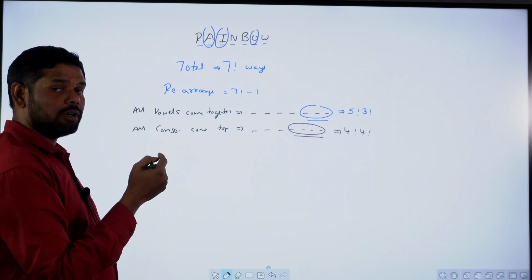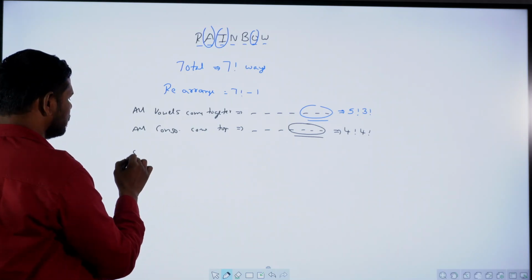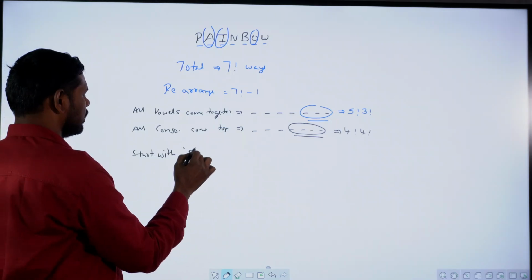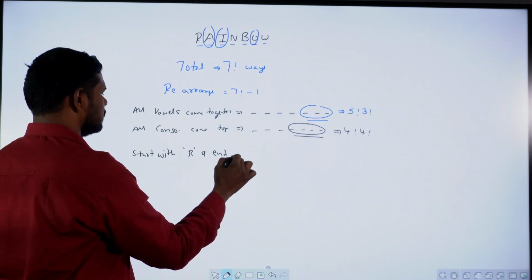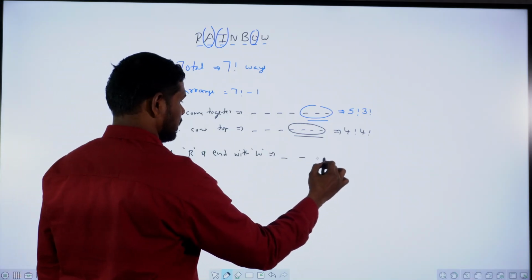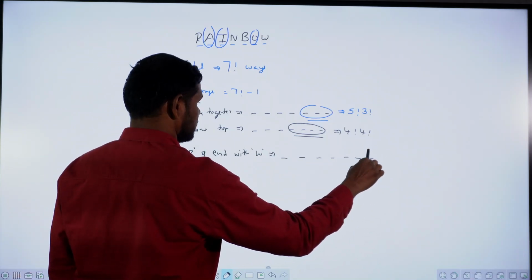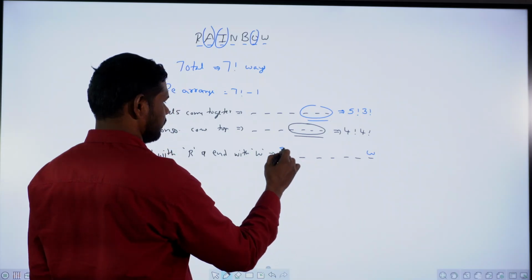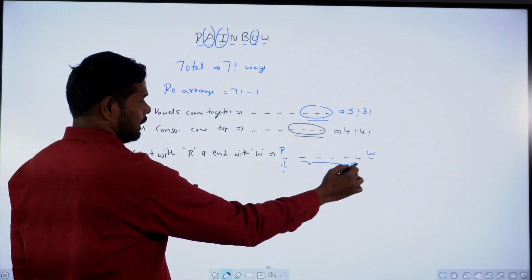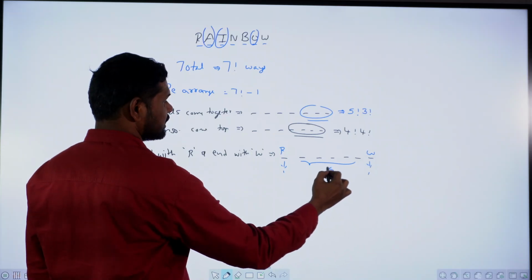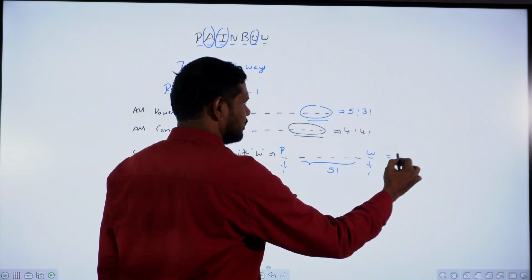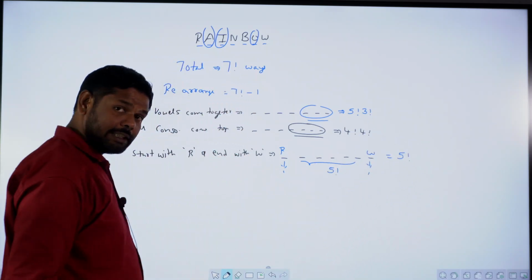Now, how many words can be formed that start with R and end with W? Total 1, 2, 3, 4, 5, 6, 7. The last letter is always W, the first letter is R. 2 letters are already used. Here it is one way, here it is one way. The remaining 5 letters can be arranged in the 5 gaps in how many ways? 5 factorial ways. Sometimes questions may be framed like this.